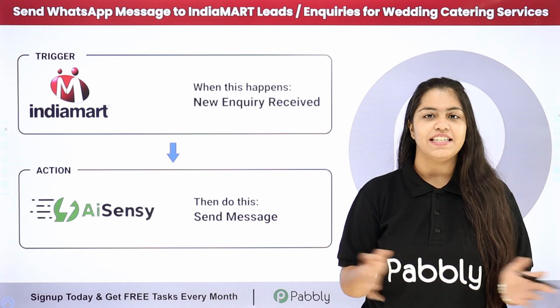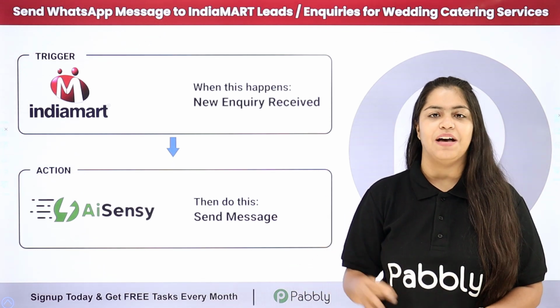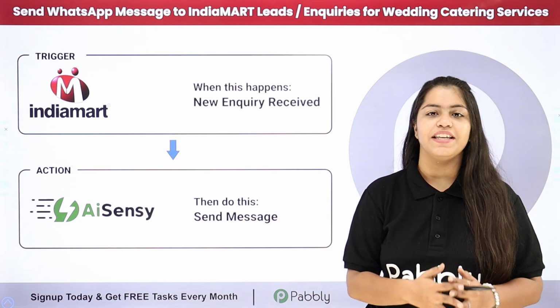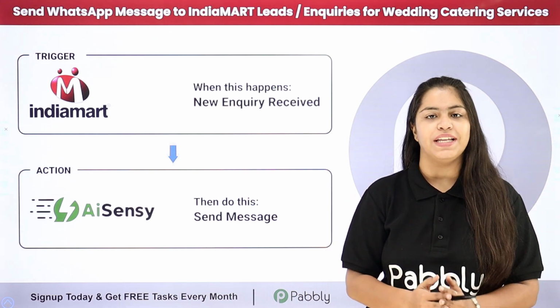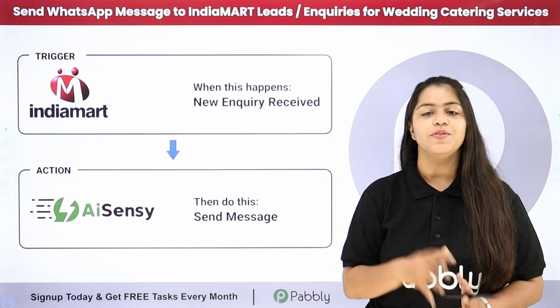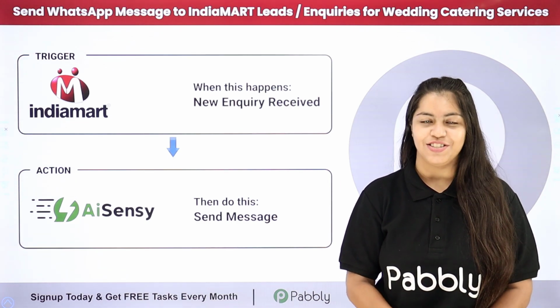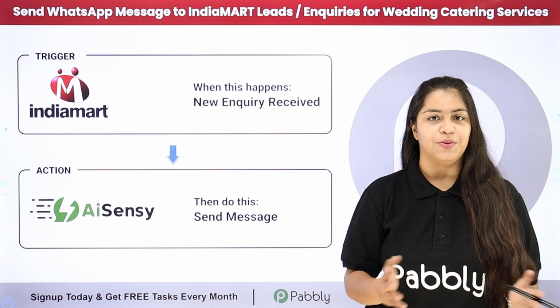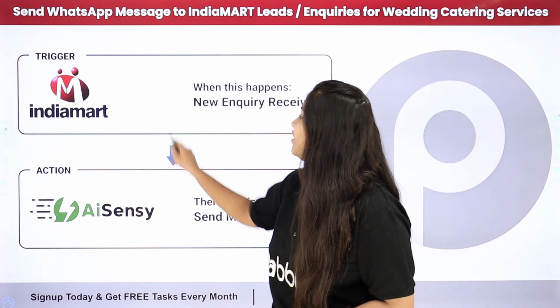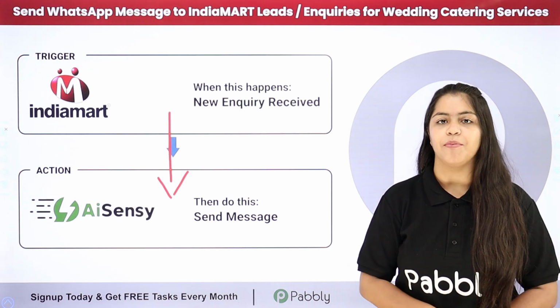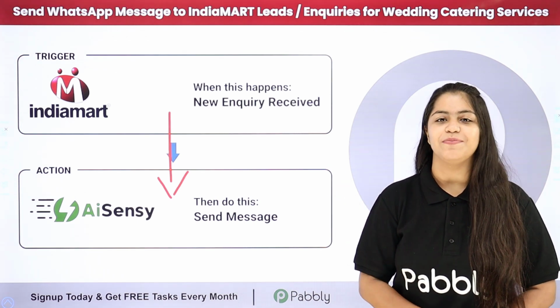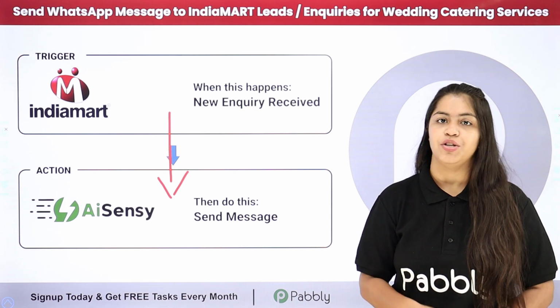So I'm running a wedding catering service business and we use IndiaMART to get more leads and inquiries for our business. So now what I want is that as soon as a new lead or a new inquiry is received through IndiaMART, I want to send them an automated WhatsApp message so that we can nurture them. So to do this, we are going to create a connection between IndiaMART and AI Sensi. To create this connection without knowing any programming or coding language, we are going to use Pabbly Connect. It is an amazing automation software.